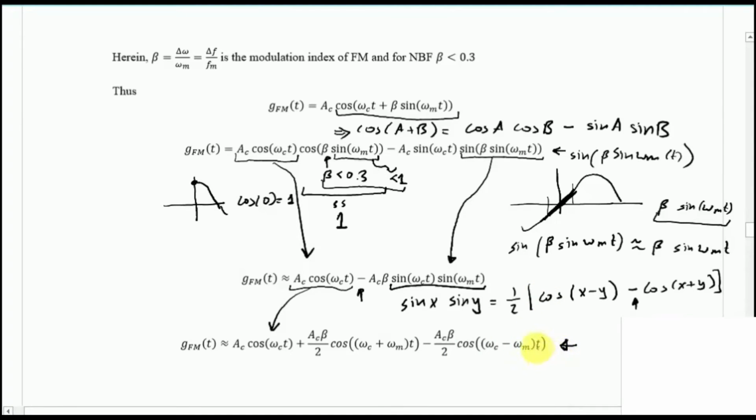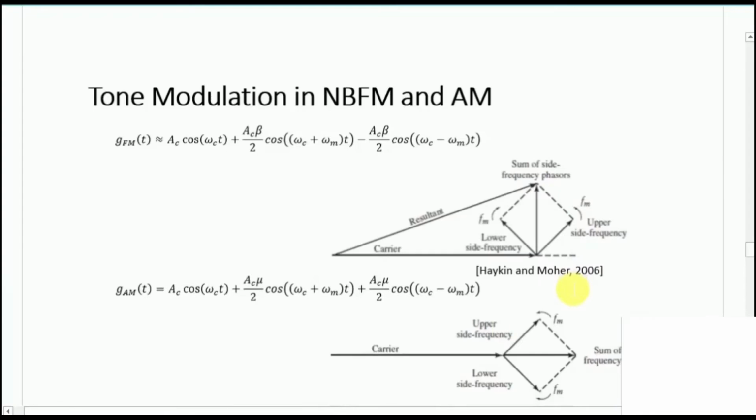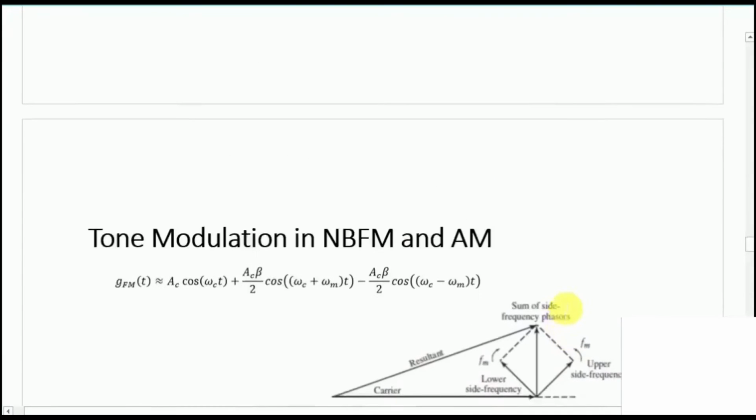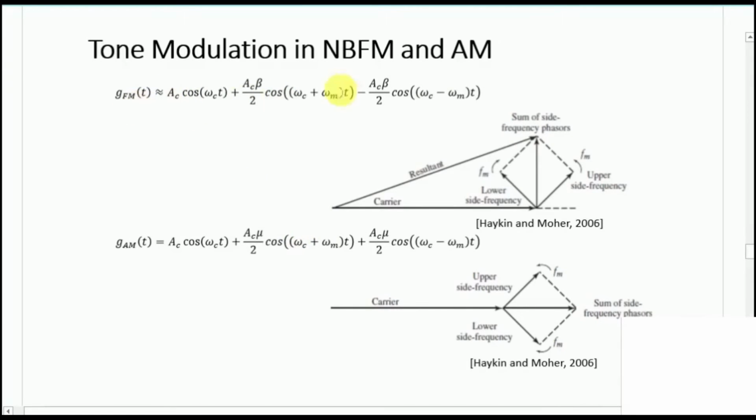Not exact, it's an approximate expression, but nevertheless it's an analytical expression. Now this is a time when we compare our narrowband FM with AM, and there are striking similarities between the two. The whole of this derivation that we have done so far, I have just reproduced over here in this expression. That is AC cos omega ct plus AC beta by 2 cos (omega c plus omega m)t minus AC beta by 2 cos (omega c minus omega m)t.